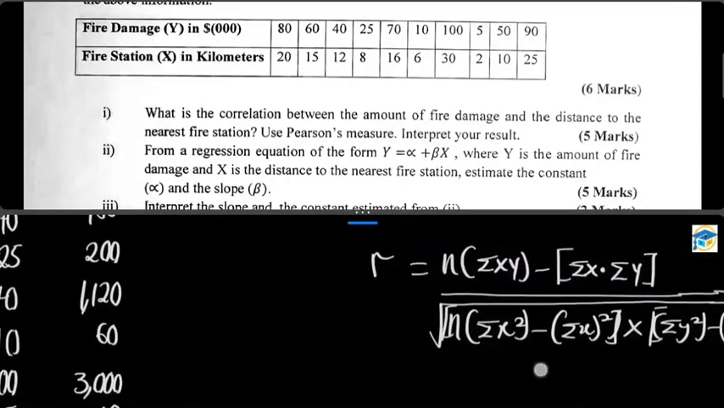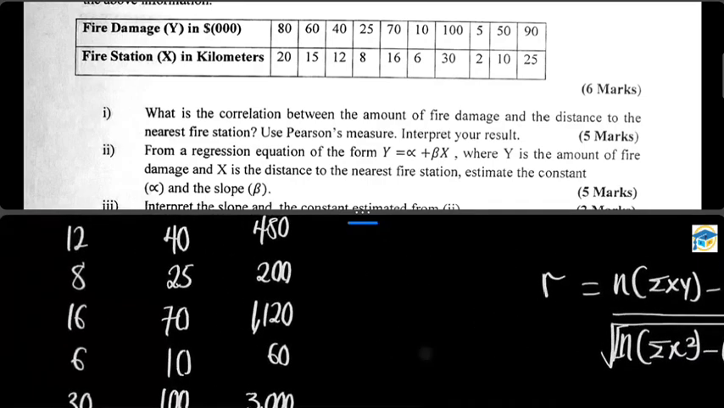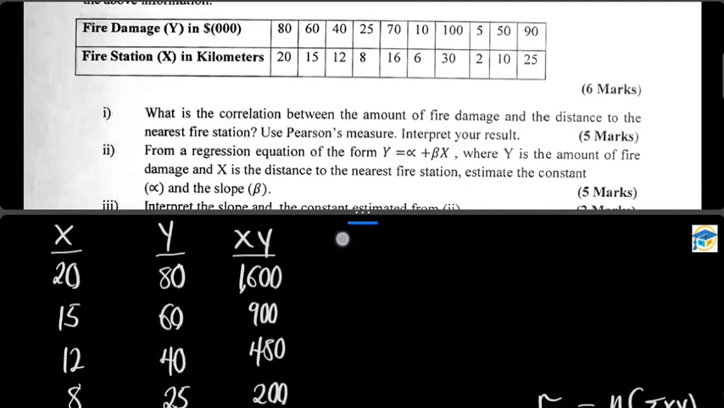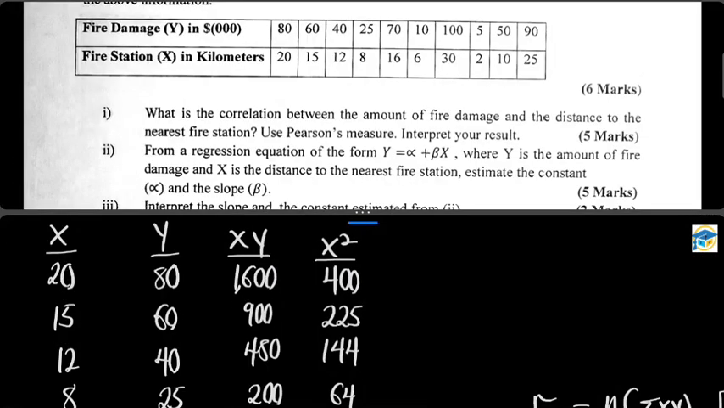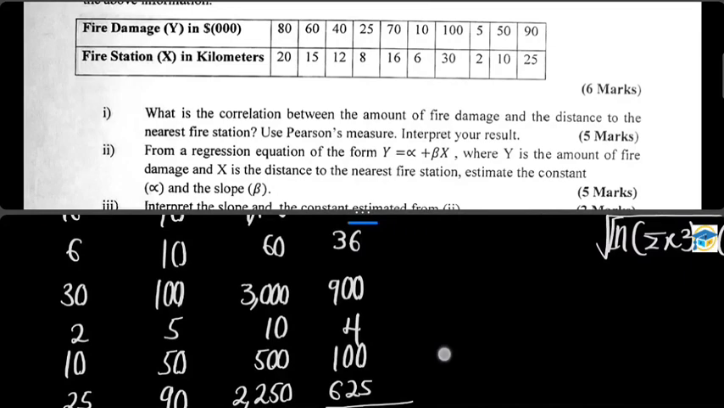Back to our formula again, we also have a column called x square, and lastly we move on to y square. So you will have a column called x square. Here we have the values of x, so it's a matter of squaring the individual values within the x column. When you take 20 you square it, when you take 15 you square it, in that order, till you exhaust the list. So 20 square gives 400. After squaring all the individual values in the x domain, you arrive at these values: 400, 225, 144, 64, 256, 36, 900, 400, and then 625.